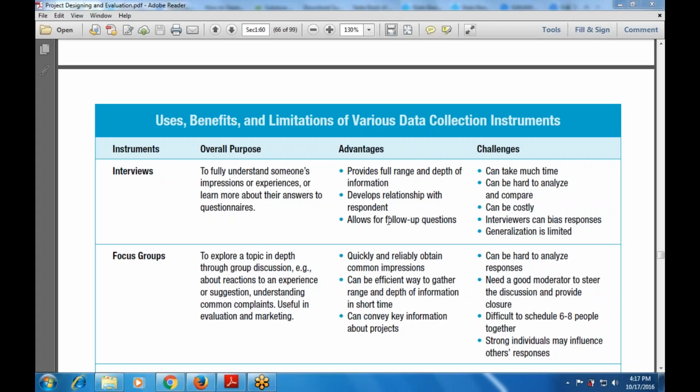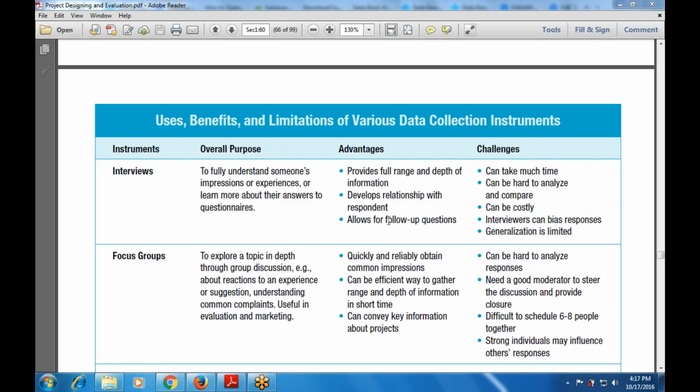Then what are the various advantages? These are a few advantages. The first one is it provides the range and depth of the information. Then the relationship with the respondent, and it allows for follow-up questions. Then what are the various limitations and challenges? First one is it can take much more time, can be hard to analyze and compare, can be very costly, and interviewers can bias the responses.